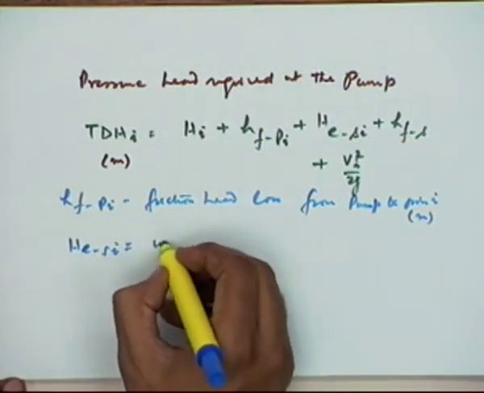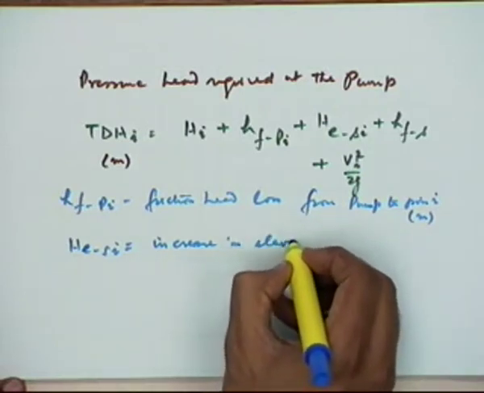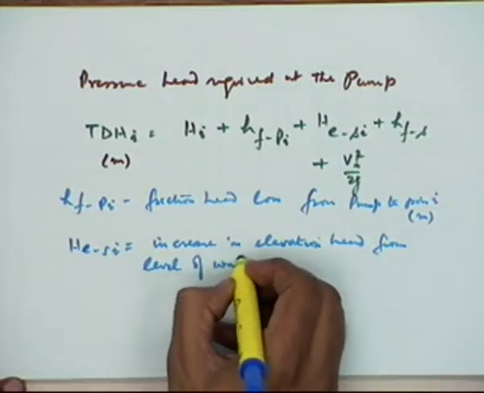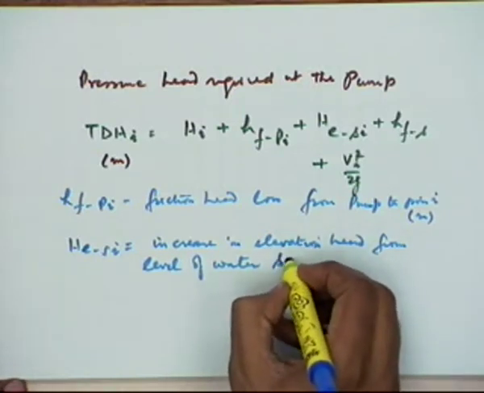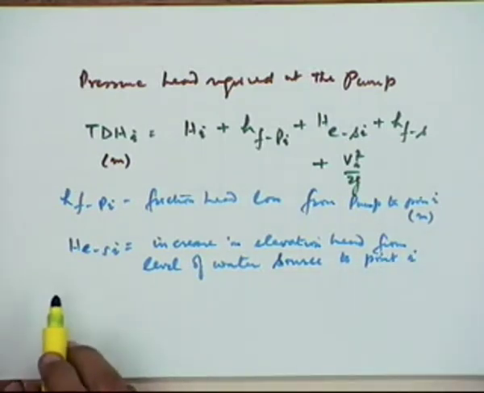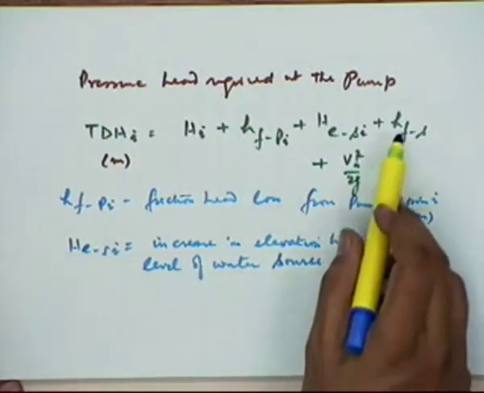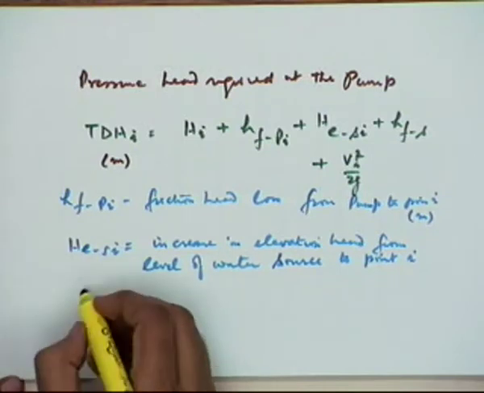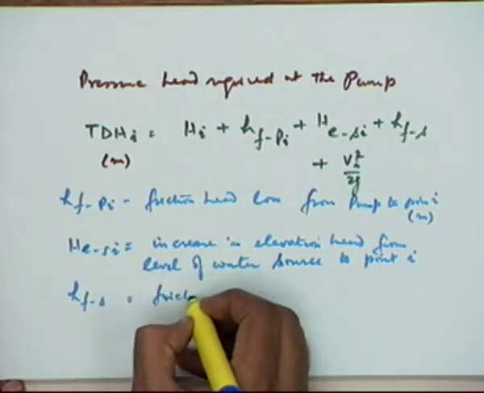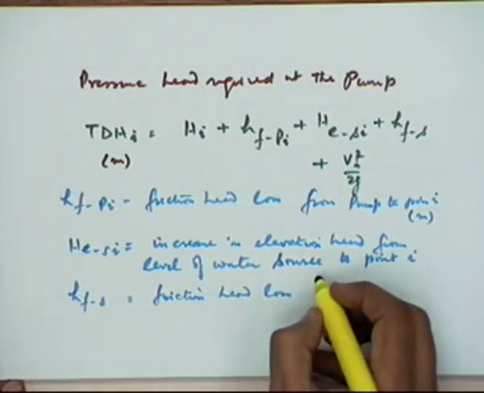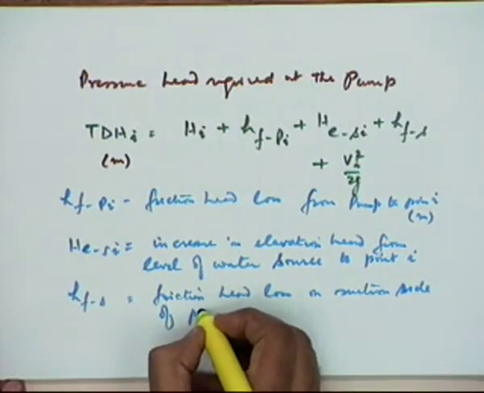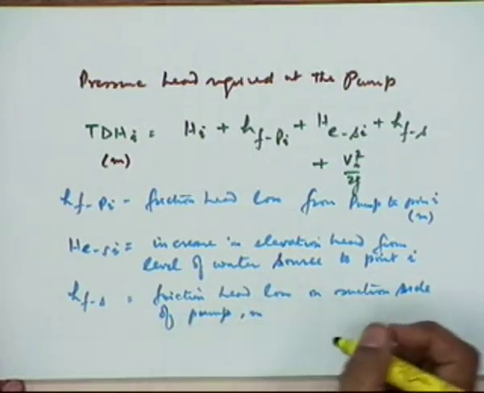HESI is the increase in elevation head from the level of the water source to point I. And this HFS is the friction head loss on the suction side of the pump, in meters.